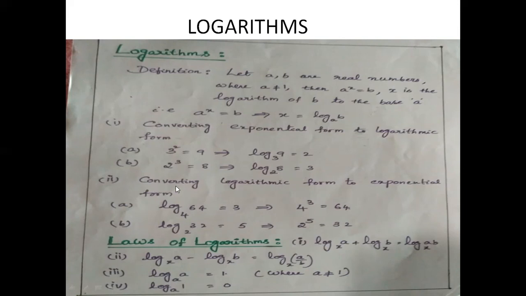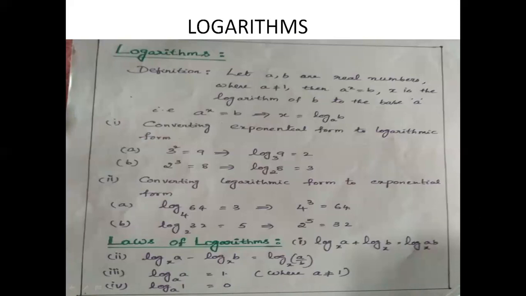Now, how to convert logarithmic form to exponential form? First one, log 64 to the base 4 is equal to 3. That implies your base is 4, so 4 cube is equal to 64. Second example, log 32 to the base 2 is equal to 5. That implies 2 power 5 is equal to 32.